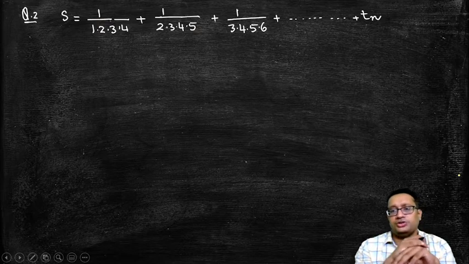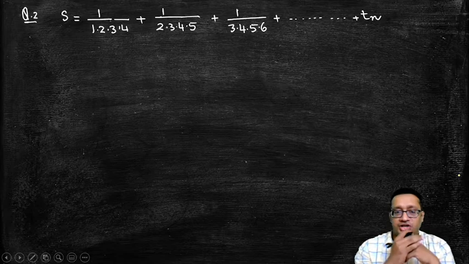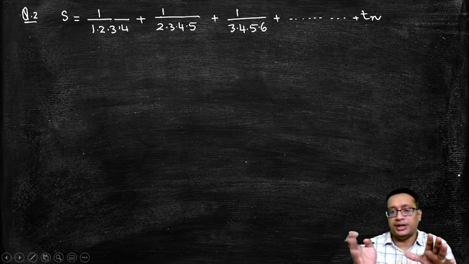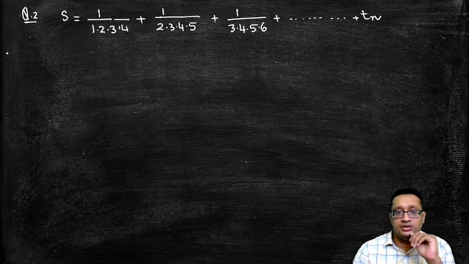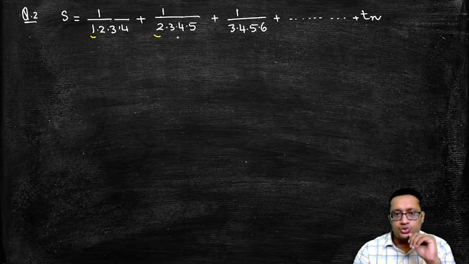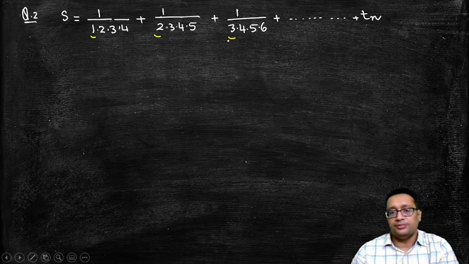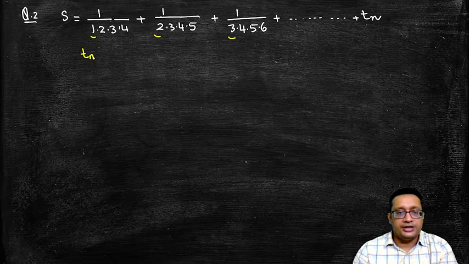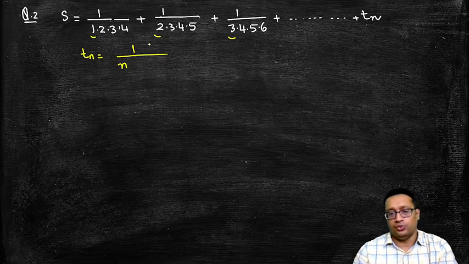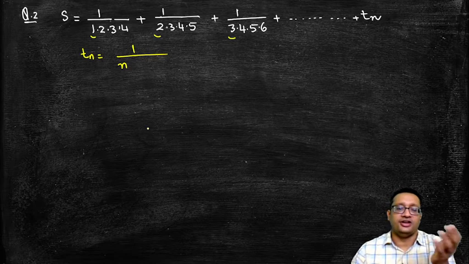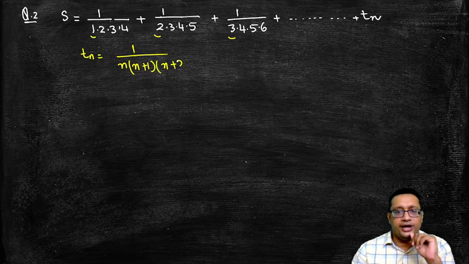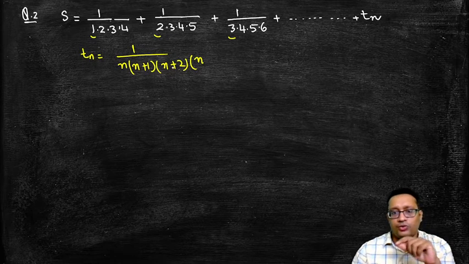Now question number 2. Again, here are four factors which are in product, each in AP. If you visualize, this is 1, this is 2, this is 3. So the nth term I am writing here, Tn is equal to 1 upon n, afterward 1, 2, 3, 4, 2, 3, 4, meaning 1, 1 increasing. So I am writing n plus 1, n plus 2 and n plus 3. One increase, one increase and one increase.